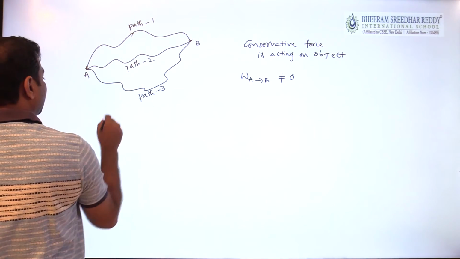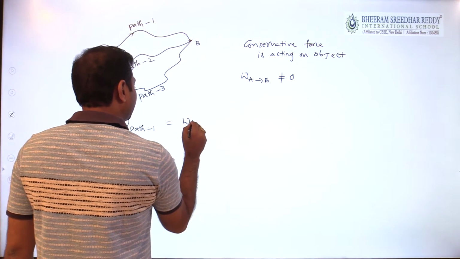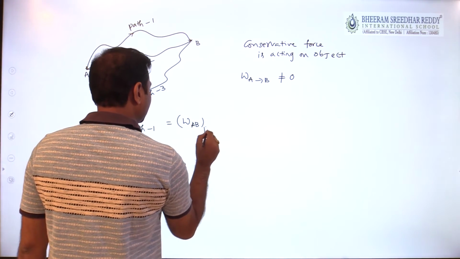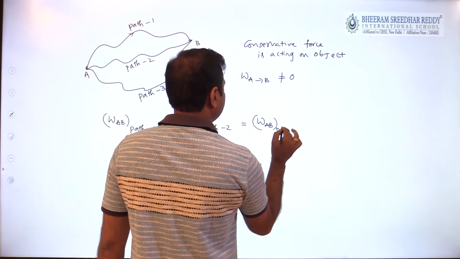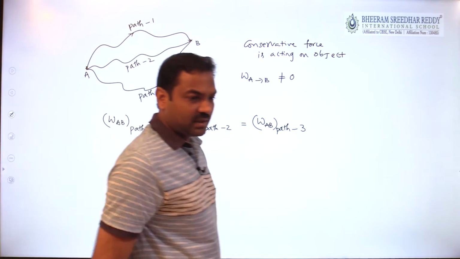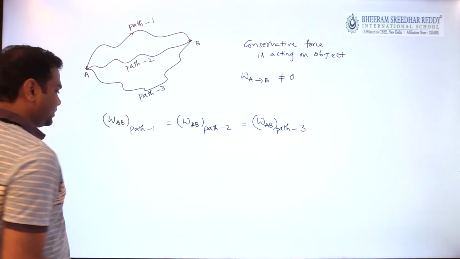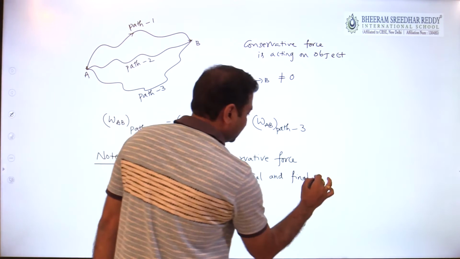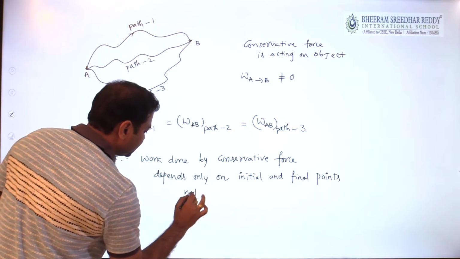That means work done from A to B in path 1 is equal to work done from A to B in path 2, is equal to work done from A to B in path 3. In each and every path the work done will be the same, even though paths are different. That is the meaning. The work done in all cases will be the same because initial and final points are the same. So I can write down one more logic: work done by conservative force depends only on initial and final points, not on the path followed.